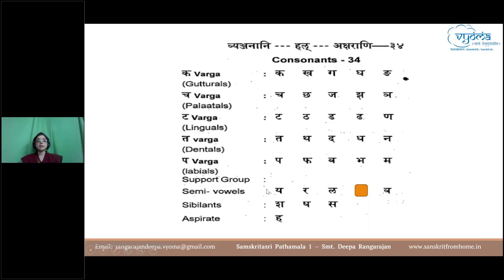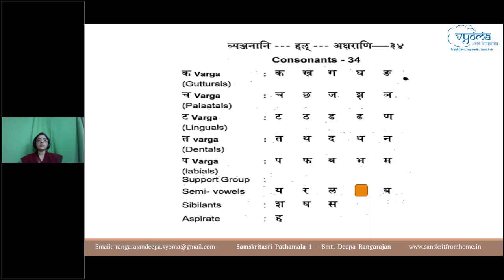Then we have the antasthaha or the semi-vowels ya, ra, la, and va. The sibilants are sha, sha, and sa, and we have the aspirate ha. These two together, that is the sibilants and aspirate sha, sha, sa, and ha together are called ushmanaha.